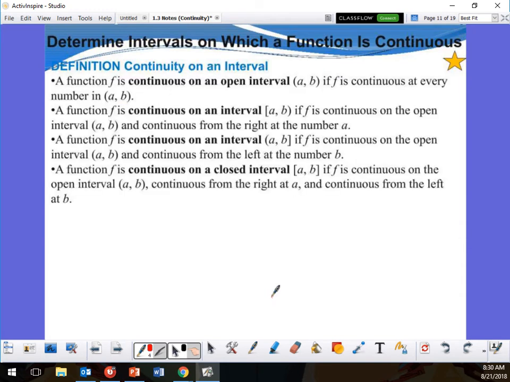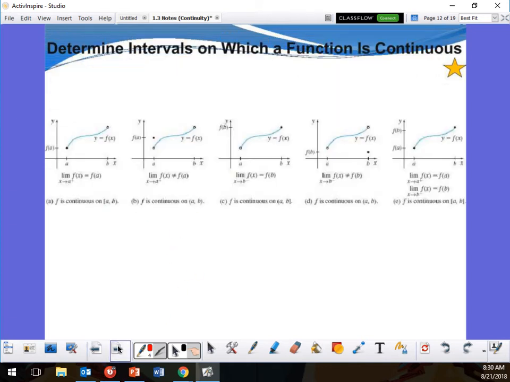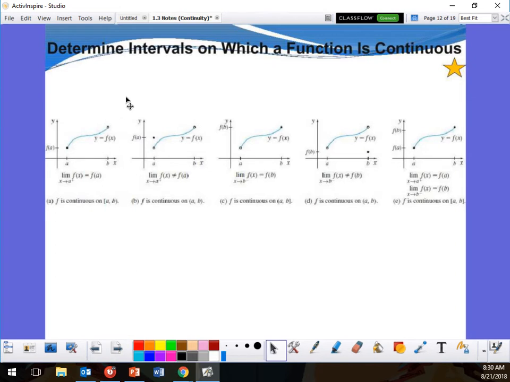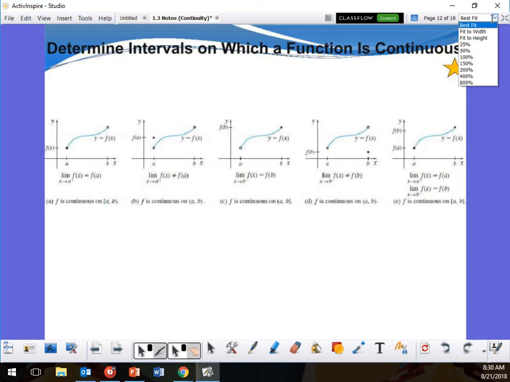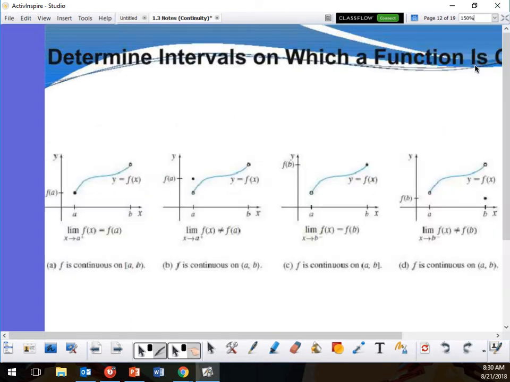All right, so here's a bunch of just basic things about continuity on intervals. Pay close attention to where the bracket is for all these. All right, so let's take a look at determining intervals on which a function is continuous. Now, I think I could zoom this one a little bit more. There we go.